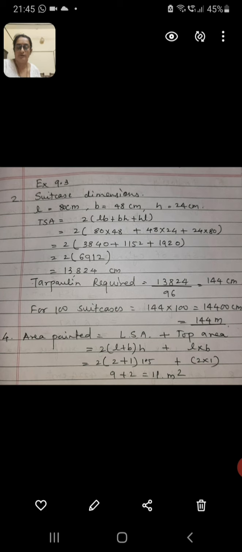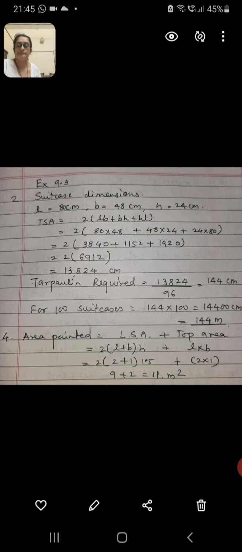To find the surface area of a cuboid, we are going to use the formula 2(LB + BH + HL). To find the total surface area of a cube, we are going to use the formula 6a square, or side square, or length square. For the total surface area of a cylinder, we are going to use the formula 2πr(r + h).